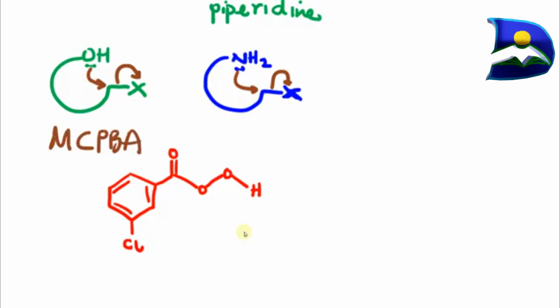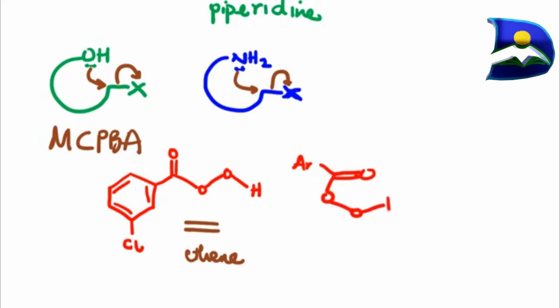MCPBA, and this is an exception, because it shows us that when this reaction is performed in the presence of a specific type of compound which has just a double bond present right there, in this case an ethene. Let's clarify this by writing it in a simplified form, where we have our aromatic ring attached to this carbonyl, which is attached to the oxygen, and here we have our other oxygen, and here we have our hydrogen.